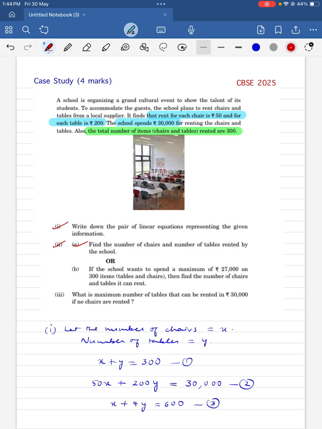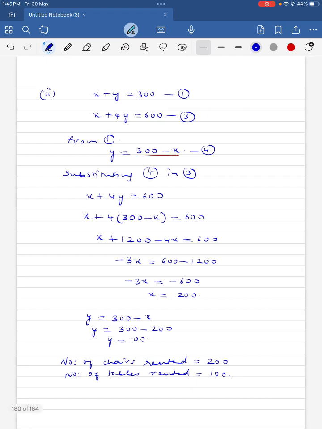Now, in the second part they've said, if the school wants to spend a maximum of rupees 27,000 on 300 items, that is tables and chairs, then find the number of chairs and tables it can rent. Okay, so now initially when we solved the question, we had formed two equations. The first part we have taken x plus y as 300 and also the cost of both the tables and the chairs together as 30,000. But now in this part they have reduced the cost to 27,000. So let's rewrite the two equations in terms of the new information that is given.